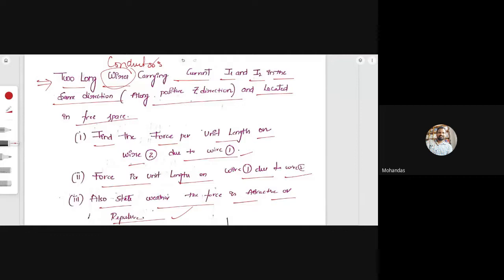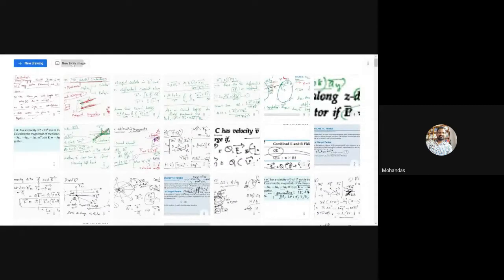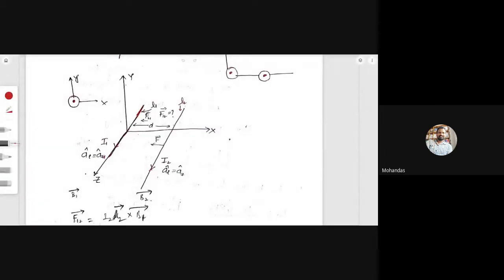Okay. So this is the problem, and related to this problem I am going to share a diagram. See this.